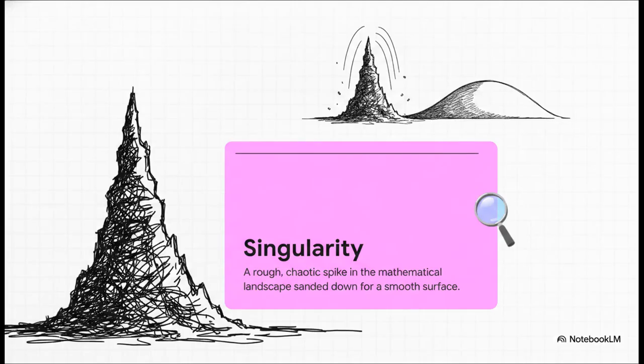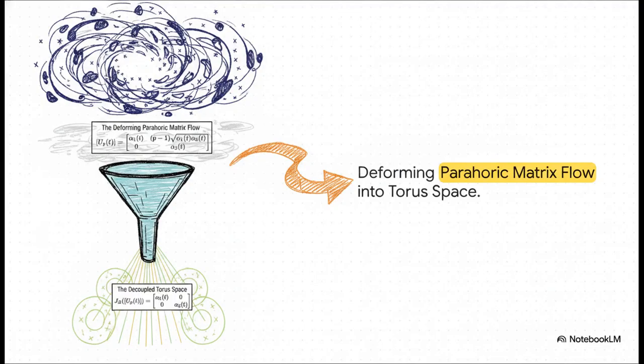Just to be clear, when we say singularity in this context, we aren't talking about a black hole in space. Think of it more as a rough, chaotic spike sticking out of our mathematical landscape. If we want to build a continuous, flawless global theory, that spike has to be perfectly sanded down. To smooth out that spike, we apply a filter constraint.